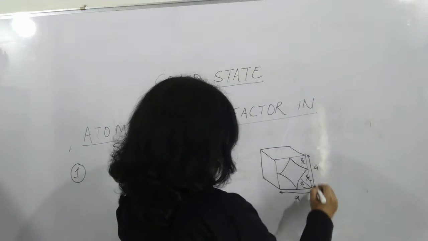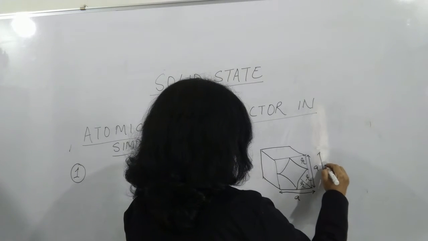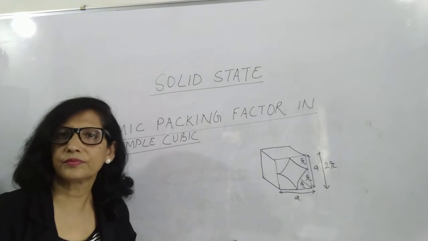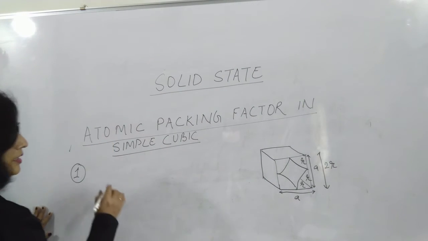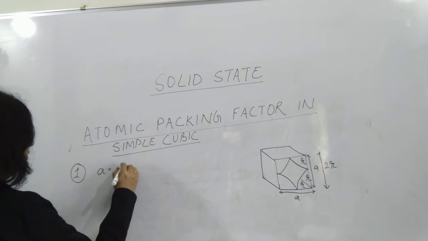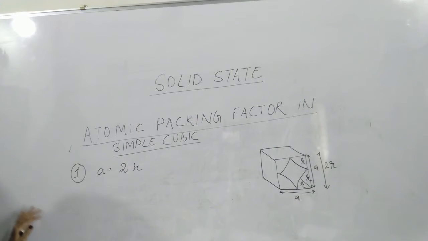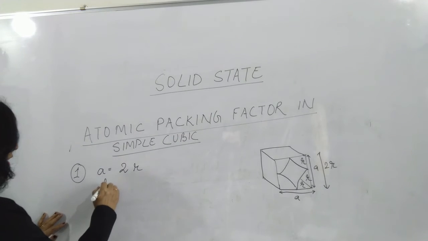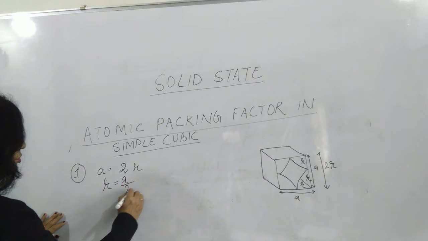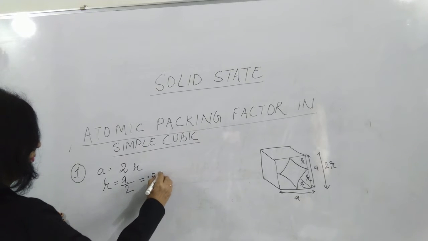So we can see this is A and this distance is equal to 2R also. So we can say A equals 2R. So R will be equal to A by 2.